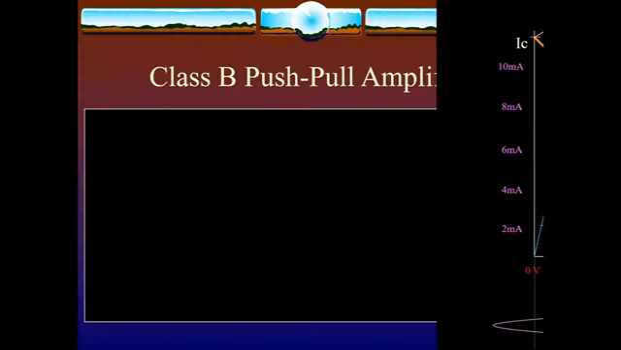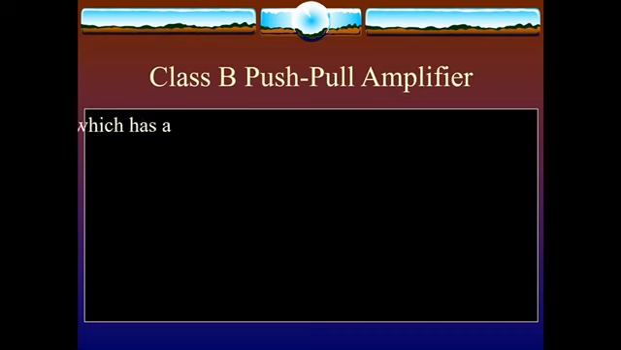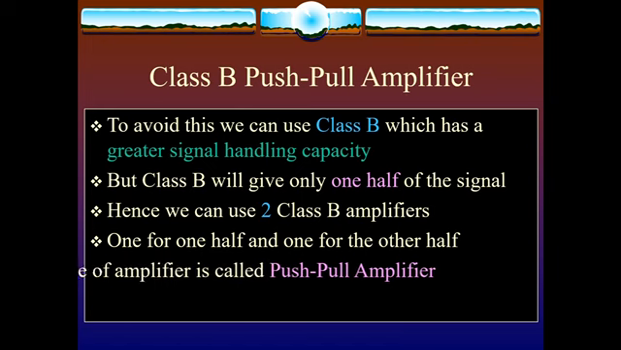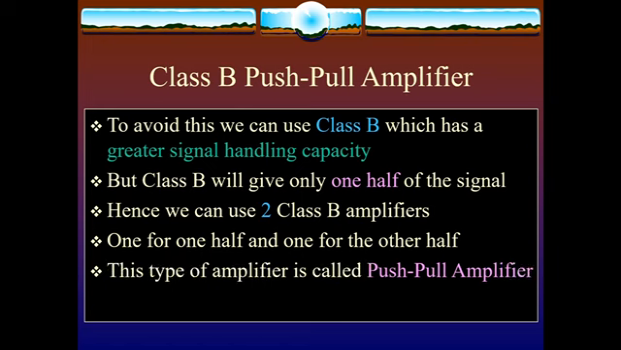Class B push-pull amplifier. The Class B push-pull amplifier is mainly used for designing high power amplifiers only. So we can use this, which has a greater signal handling capacity. If there is any problem of handling higher signals, we can prefer this Class B push-pull amplifier. But Class B will give only one half of the signal, as we already told. Hence, we can use two Class B amplifiers, one for one half and another for the other half. This type of amplifier is called a push-pull amplifier.